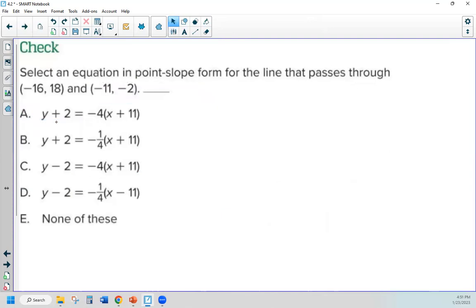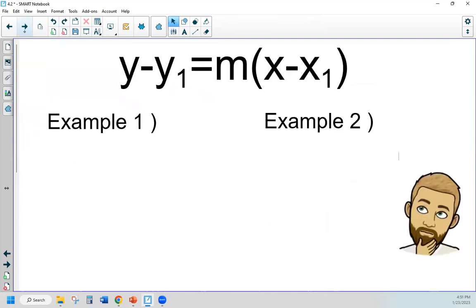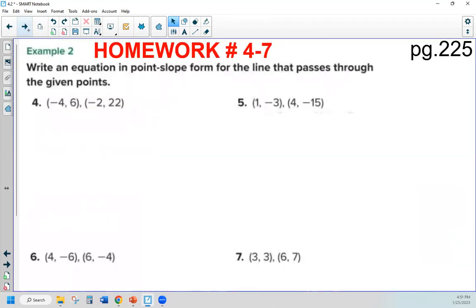All right, let's go ahead and talk about example number 3. Oh, wait. Yeah, this is what we need to talk about. This was what I assigned for homework. So pause it right now and try to do this on your own.